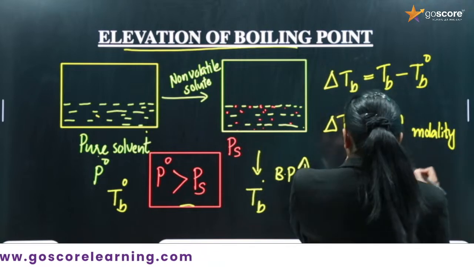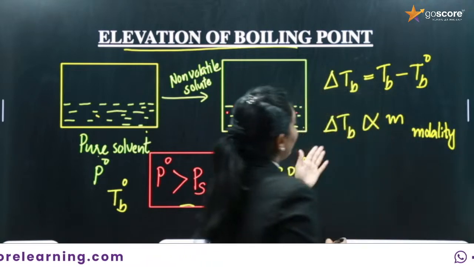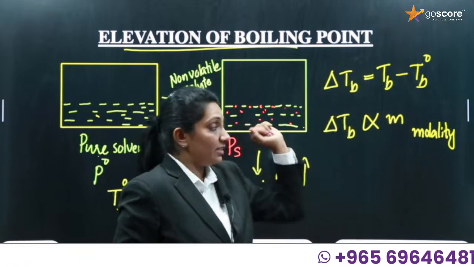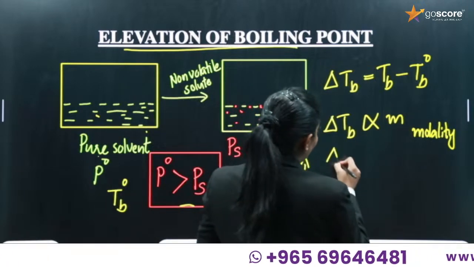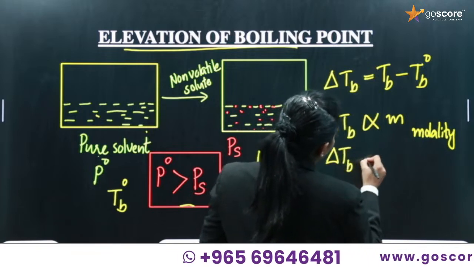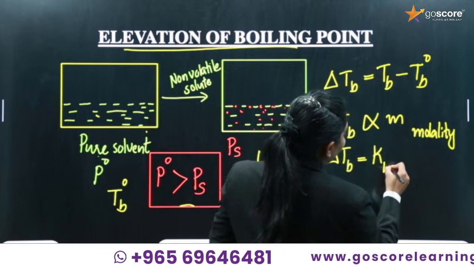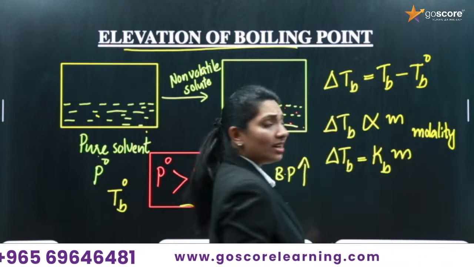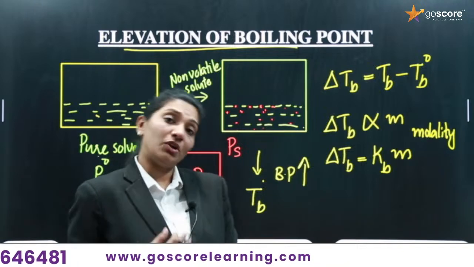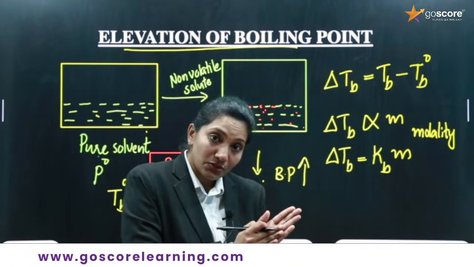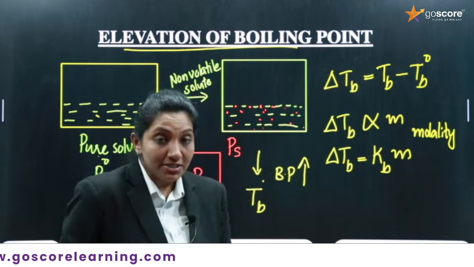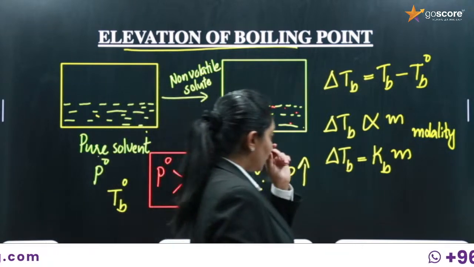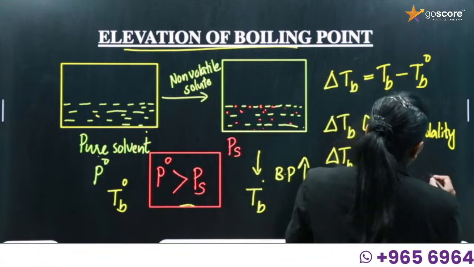So, change in the boiling point is directly proportional to molality. When you change this proportionality, we can write it as delta TB is equal to KB into M. This M is molality. What is the expression for molality? Molality is nothing but the number of moles of solute divided by the total mass of solvent in kilogram.